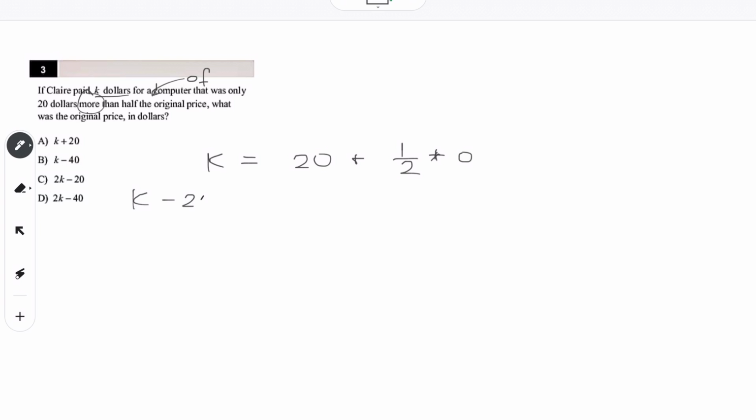K minus 20 is equal to 1/2 O. Multiply both sides by 2, and we get O is equal to 2K minus 40. Therefore, the answer is D.